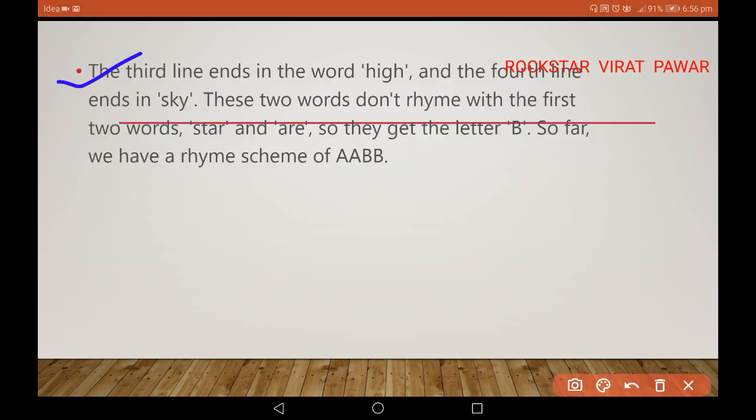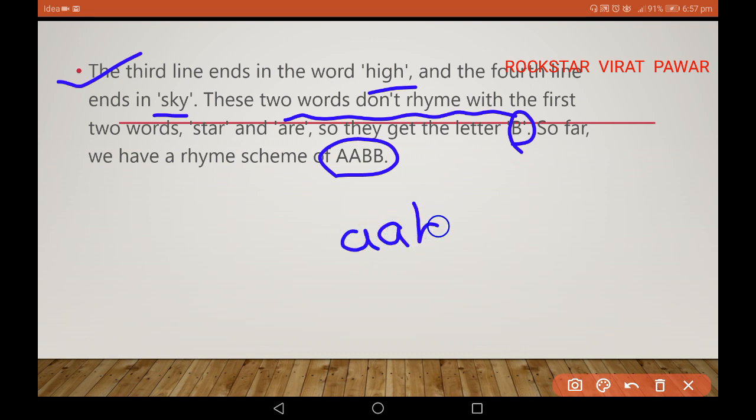The third line ends with high and the fourth line ends with sky. The two words don't rhyme with the first two words, star and are, so they get B, as I also wrote there. So the rhyme scheme is AABB. Okay, AABB is the pattern. Then the next lines will also follow the AABB pattern.